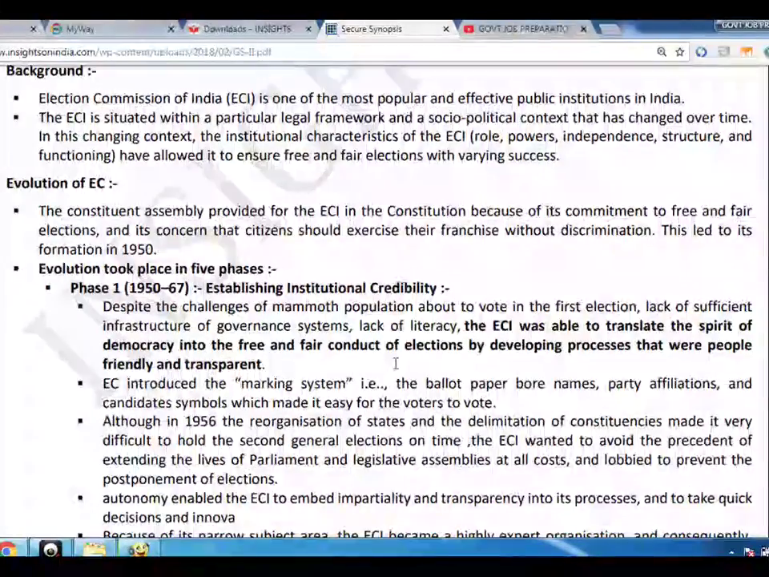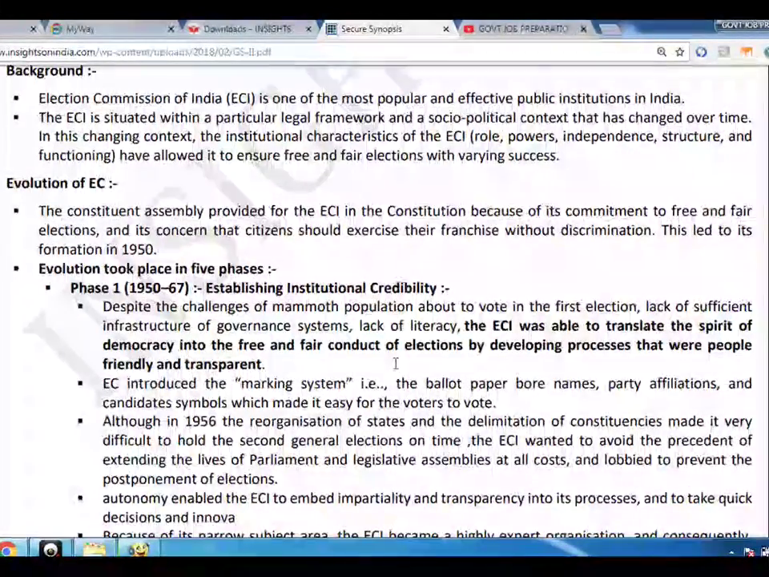Although in 1956 the reorganization of states and the delimitation of constituencies made it very difficult to hold the second general elections on time, the ECI wanted to avoid the precedent of extending the life of Parliament and legislative assemblies at all costs, and worked to prevent the postponement of elections.